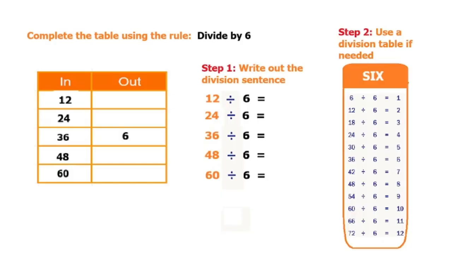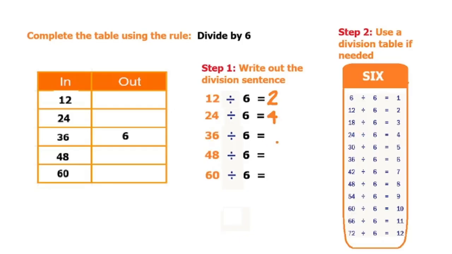So we could use the chart. Here it says 12 divided by 6 is 2. So let's put that in. Then we go to 24 divided by 6. That equals 4. So let's put that in.